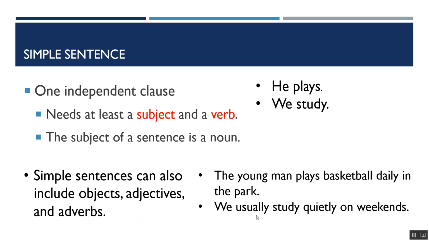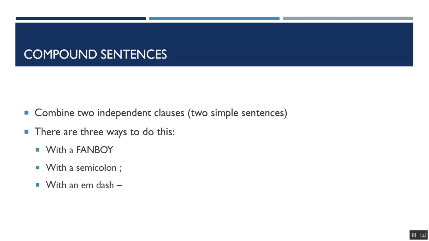Our next sentence, we usually study quietly on weekends. So we, that's our subject. Study is our verb. Usually is an adverb. Quietly is an adverb. And on weekends is an adverb. So these are examples of simple sentences. They are complete thoughts, and they can stand alone. They make their own sentence.